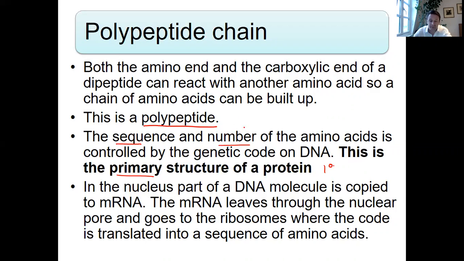Remember from protein synthesis that you've got DNA, which is in the nucleus. This is transcribed into messenger RNA, and the messenger RNA goes to a ribosome, where it's then translated into a sequence of amino acids.